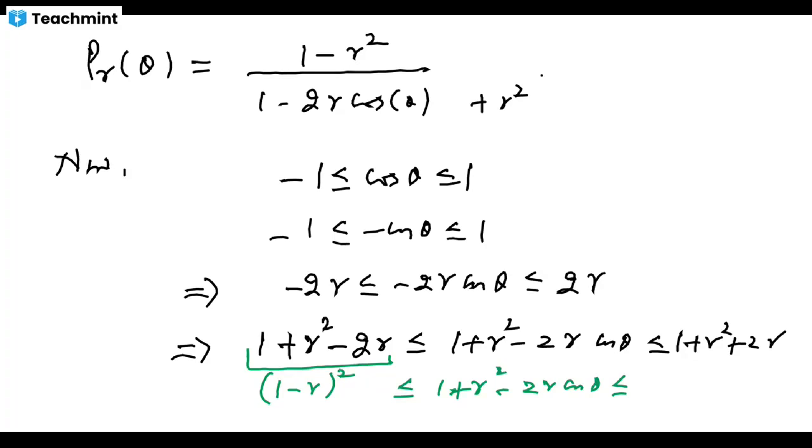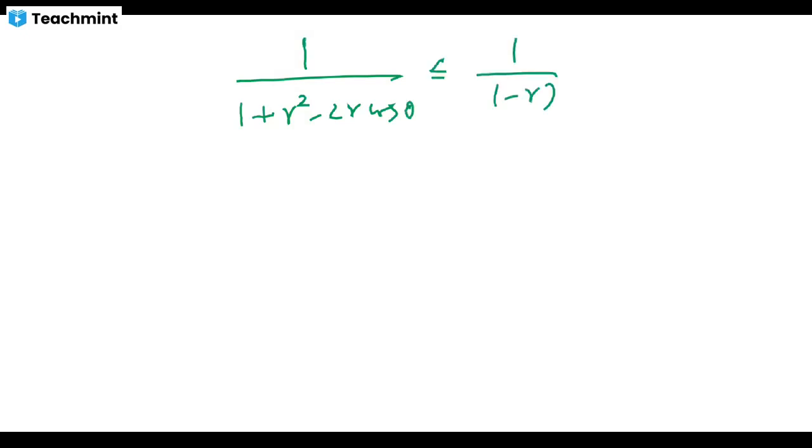(1 plus r) whole square. If we take the reciprocal throughout the inequality, the reciprocal of (1 plus r) whole square will shift to the left hand side, and the reciprocal of (1 minus r) whole square will go to the right side. So taking the reciprocal, we have 1 upon (1 plus r) whole square is less than or equal to 1 upon (1 plus r square minus 2r cos theta), which is less than or equal to 1 upon (1 minus r) whole square.